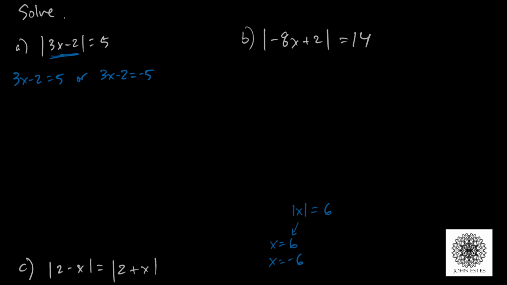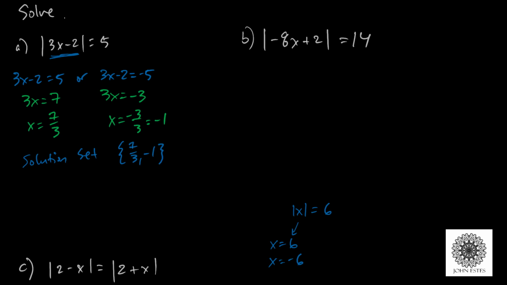Okay, so on the first one, I'm going to say 3x equals, I have to add 2 to both sides. So I get 3x equals 7, or x equals 7/3. There's my first one. Now on the other side, I'm going to add 2, and I have negative 5 plus 2, which is negative 3. So then x equals negative 3 over 3, which is negative 1. Now as a solution set, and solution sets are a great way to represent this because we have more than one solution, my solution set is 7/3 and negative 1.